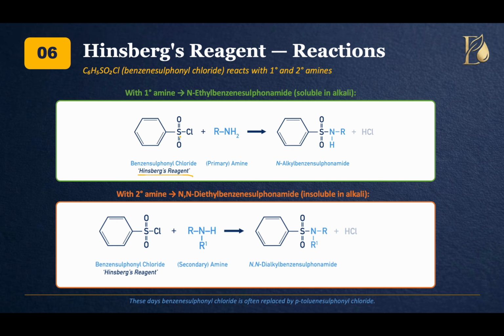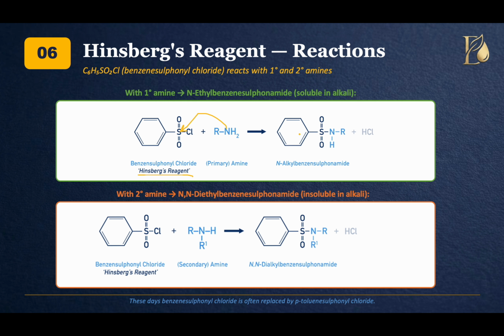Why is the sulfur atom in the reagent highly electrophilic? Because it is attached to oxygen atoms and chlorine atoms, which are electronegative elements. So now this amine, which has a lone pair on the nitrogen atom, can come and attack the sulfur atom of this Hinsberg's reagent and form the corresponding product.